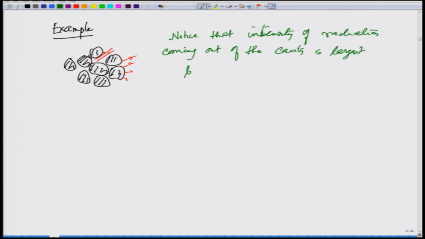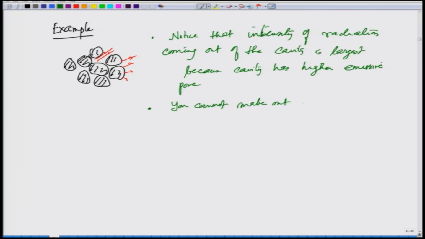Why? Because cavity has higher emissive power. It is closer to a black body, number one. Number two, you cannot make out the edges, etc., inside the cavity, because the radiation is isotropic.